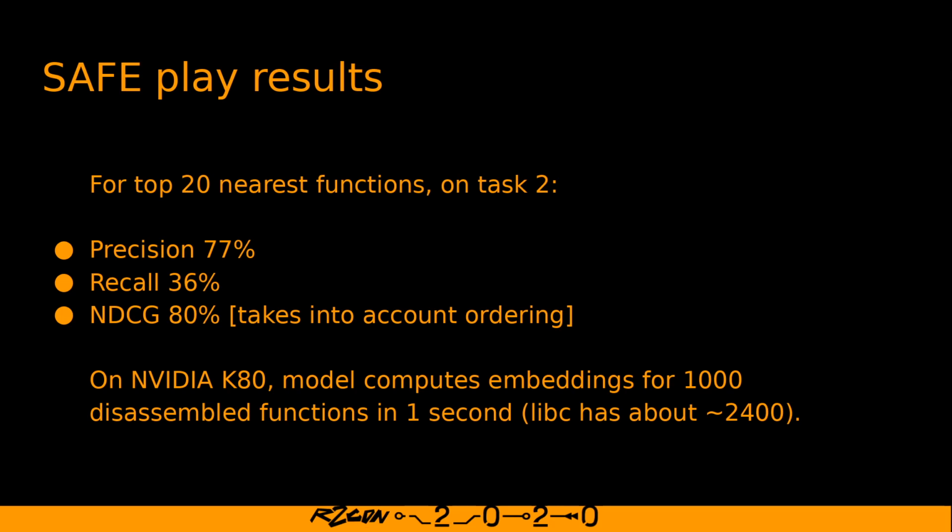And then another metric used was to take ordering into account. Obviously, we want the right matches to be first, and so NDCG metric was 80%.